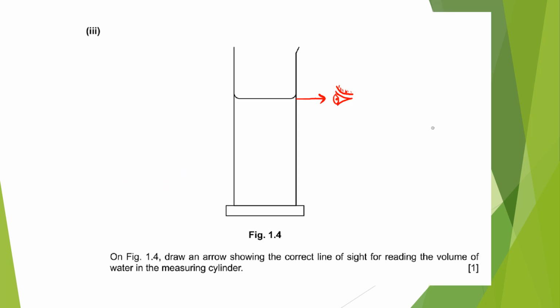On figure 1.4, draw an arrow showing the correct line of sight for reading the volume of water in the measuring cylinder. So our eye should always be focused on the lower meniscus of the water level. So it is clearly represented. You need not draw the eye and struggle. You just have to keep one arrow mark. Once again, if you draw an arrow mark, it is sufficient.